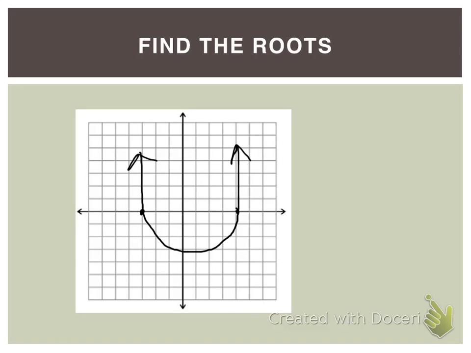Okay, finding the roots, that's finding the solutions or finding the zeros. So we want to know where it's crossing my x-axis. So it's crossing my x-axis at 1, 2, 3, negative 3, and 1, 2, 3, 4, positive 4. So my answers are negative 3 and 4.